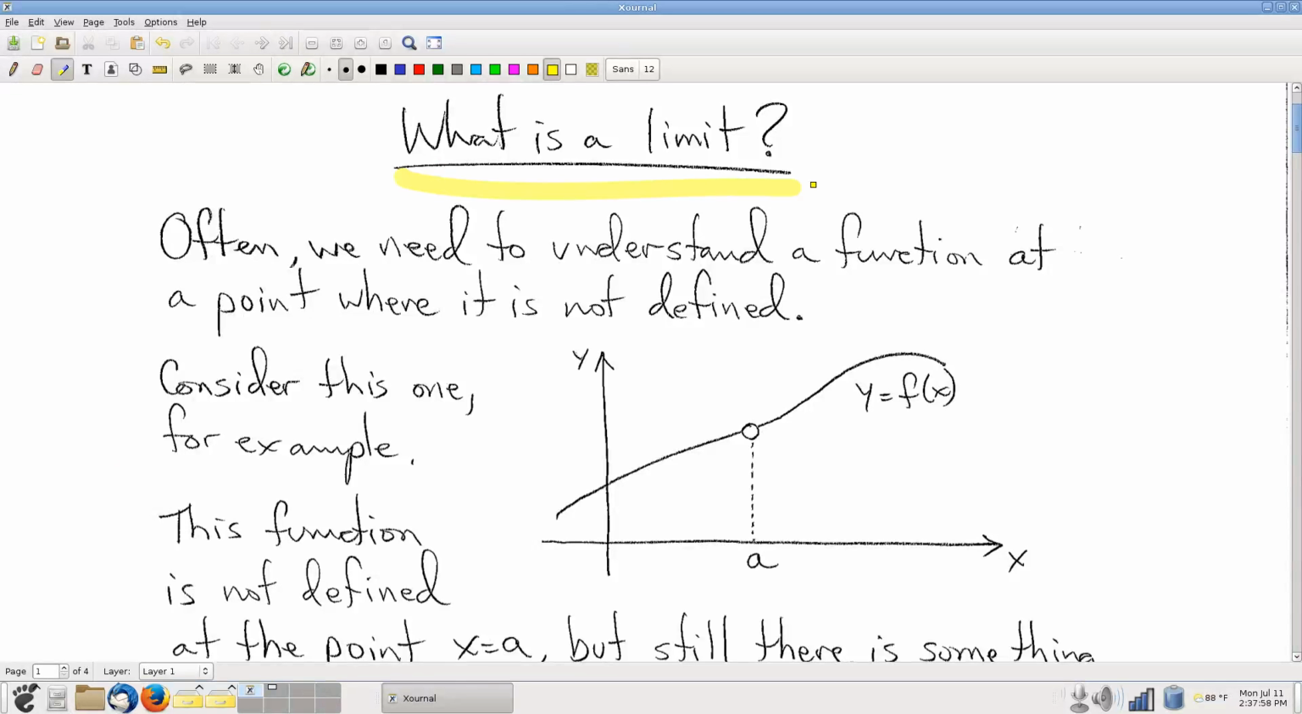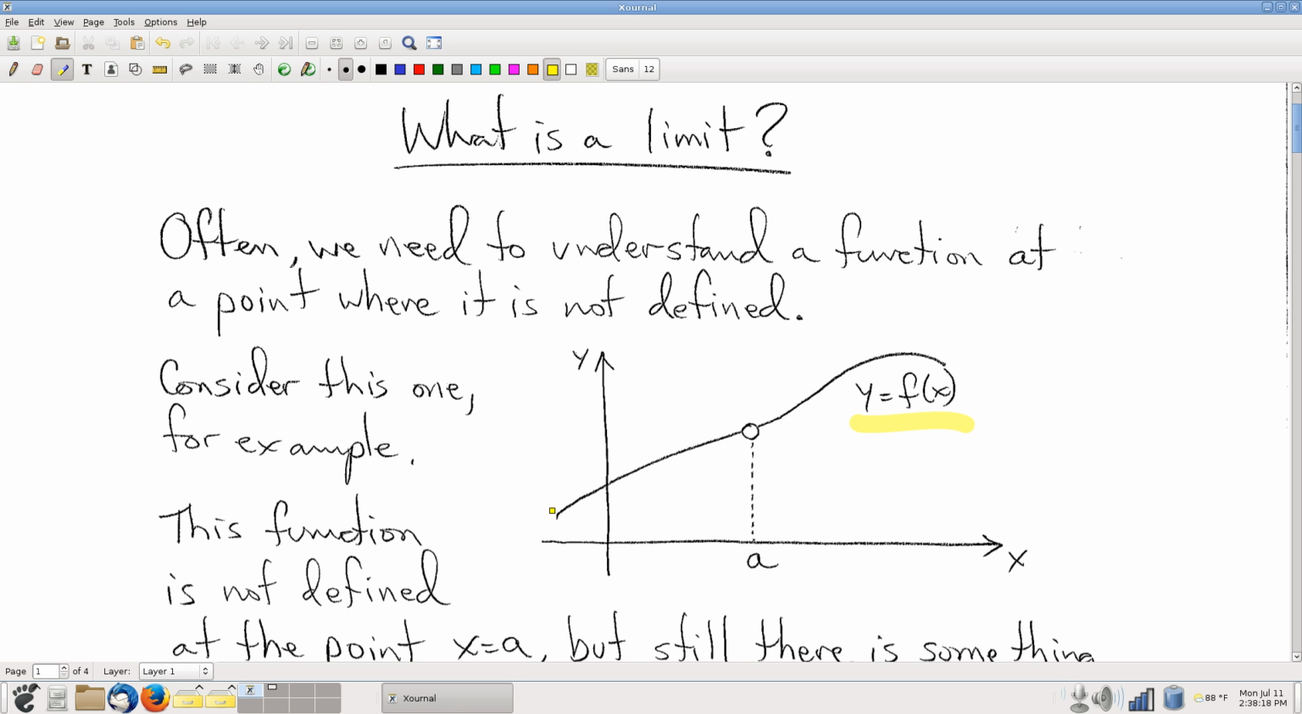What is a limit? A limit is a means of addressing a situation that comes up sometimes, surprisingly often, in fact, and that is that we need to understand what a function is doing at a point where, in fact, the function is not even defined. So, for example, consider this function.